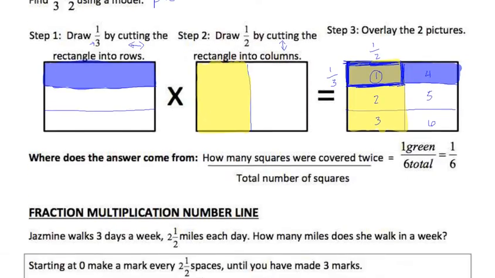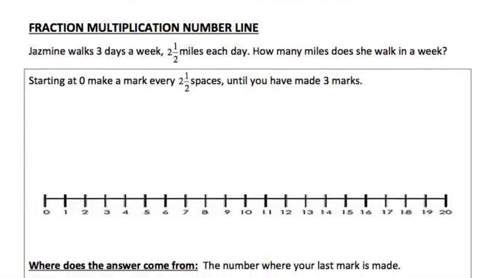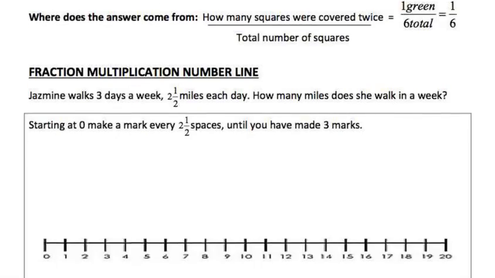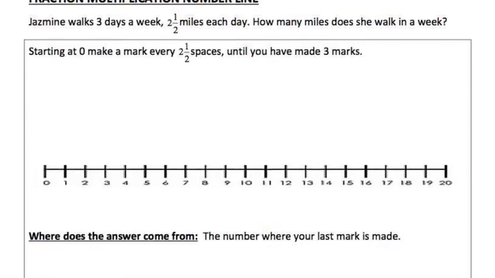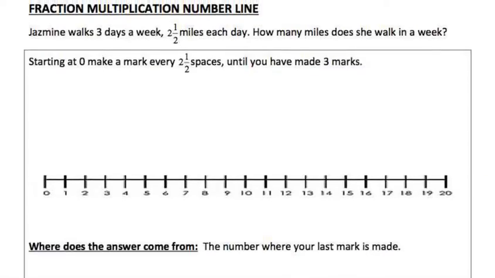Now, the other way that we can show fraction multiplication is with a number line. So if we look at how we do it with a number line, it says Jasmine walks 3 days a week, 2½ miles each day. How many miles does she walk in a week? So if we look at this, it says starting at 0, make a mark every 2½ spaces until you have made 3 marks.